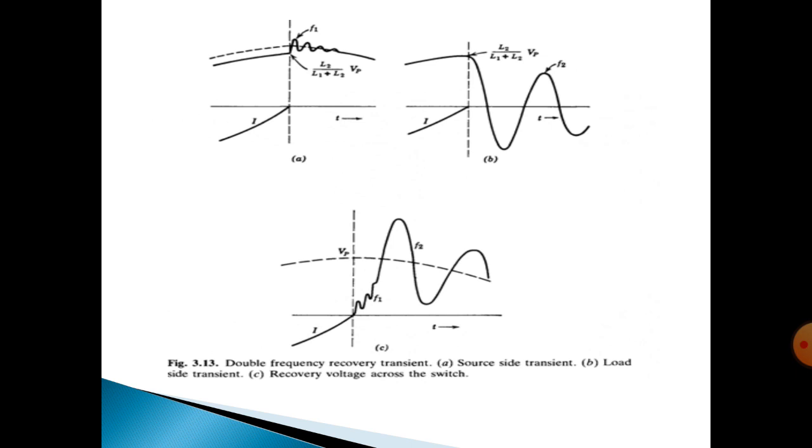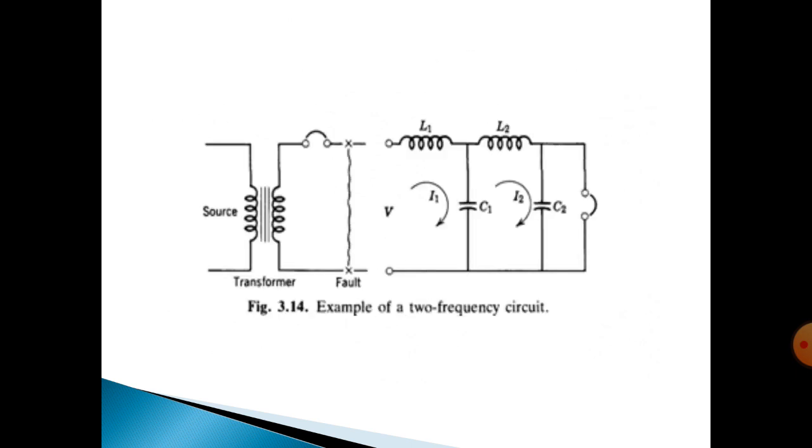The circuit breaker is the main part dividing the system, that means it separates the system into source side and load side. This is the main example of double frequency transient. We have considered an unloaded transformer. The transformer primary is connected to the source, and the secondary of the transformer is connected to the circuit breaker and the inductance and capacitances.